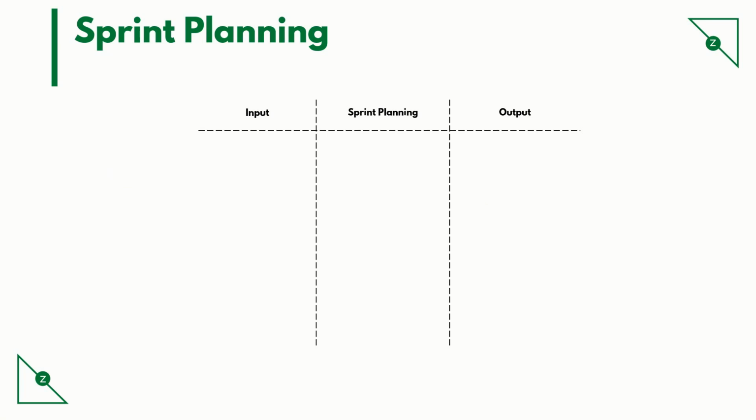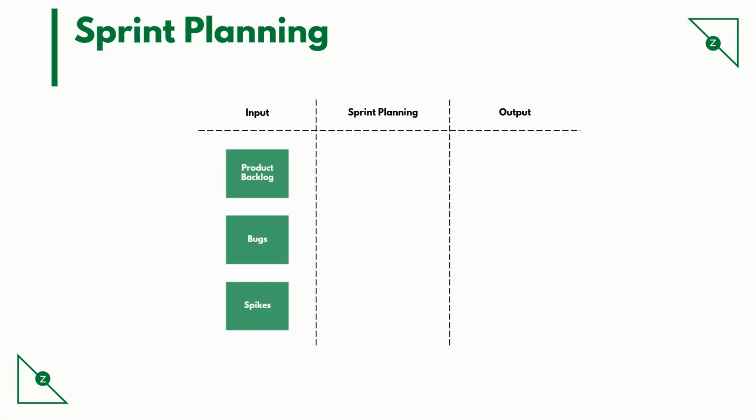So what does go into the sprint planning? The inputs are product backlog, bugs, and spikes. Keep in mind that bugs and spikes are part of product backlog technically. I have separated them out so that you don't miss it.